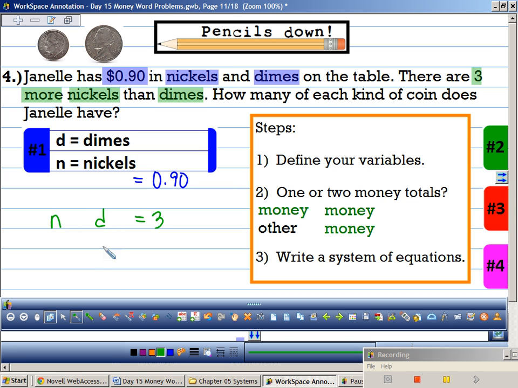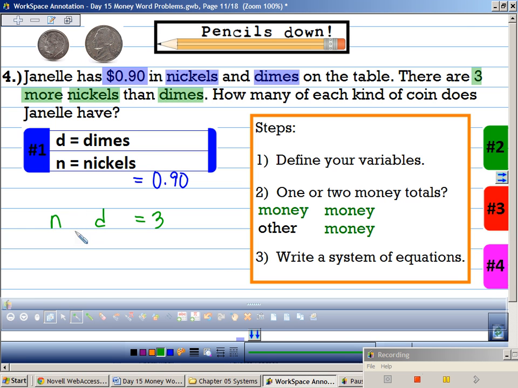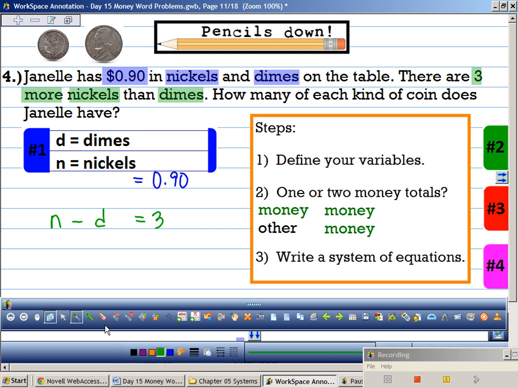When we talk about how much is between them, what do we normally use? No. What do we use? Am I going to say n plus d equals 3? No, I'm going to say the difference between my nickels and dimes is 3. All right, there is this piece of information about the nickels and dimes. It actually is the cost of the nickels is 5.